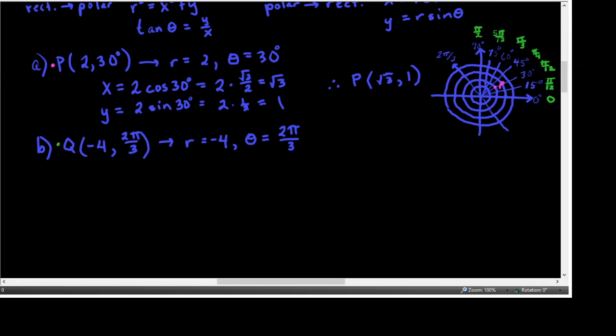And anything on this ray, when 2 pi over 3 is the angle mentioned, anything on the ray in the 4th quadrant will have a negative R value. So on the 2 pi over 3 ray, since R is negative, I will not go along that ray, but back up and go the other way into the 4th quadrant and out 4. And that point would be right there. And that's Q.